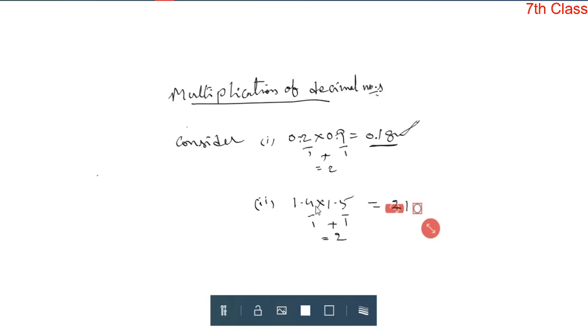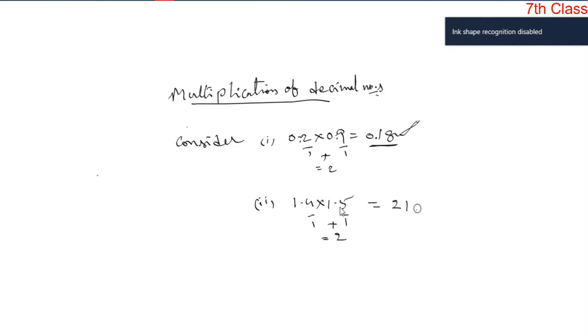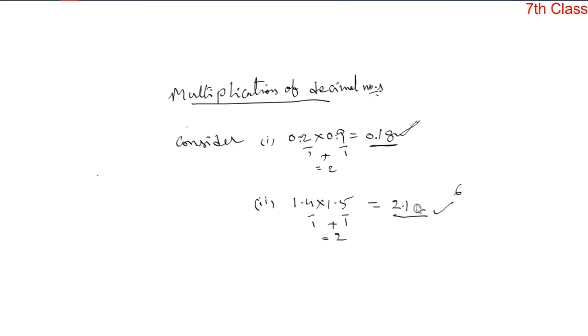Why? Because 15 fours are 60. 0, 6 is there. 15 ones are 15 plus 6, 21. That means 14 15s are 210. Now how many digits are there in the decimal part? 2. Now count 2 digits from the right side. 1, 2, put the point. Therefore 1.4 into 1.5 is equal to 2.10.